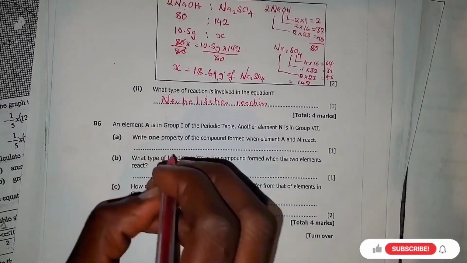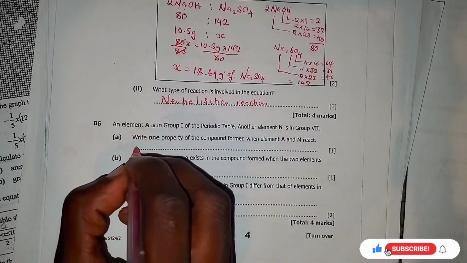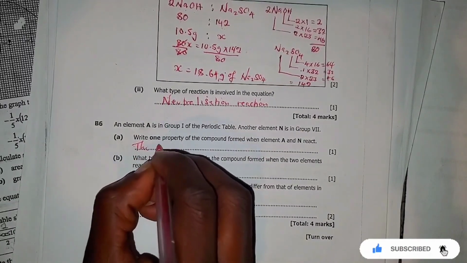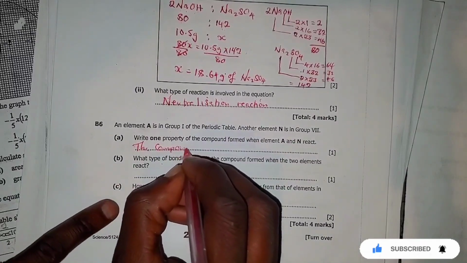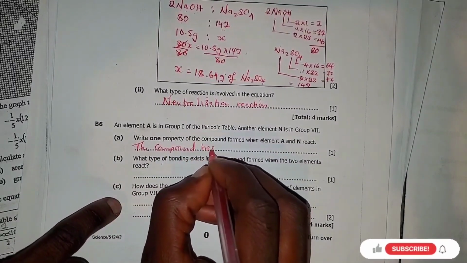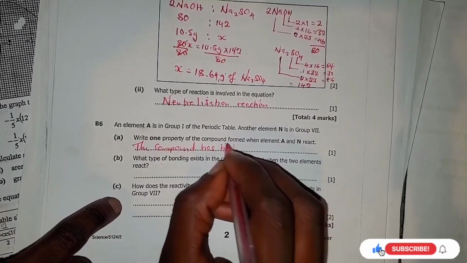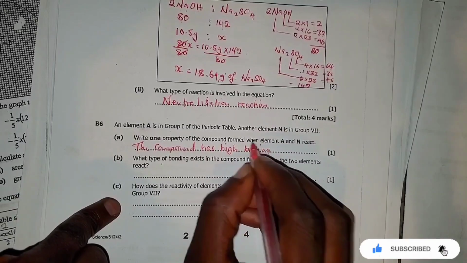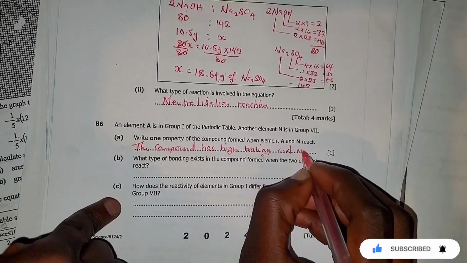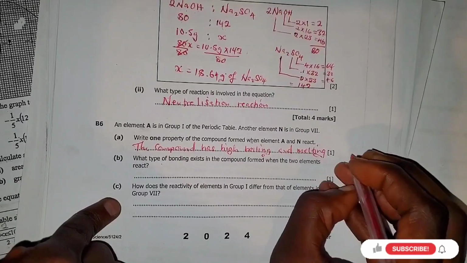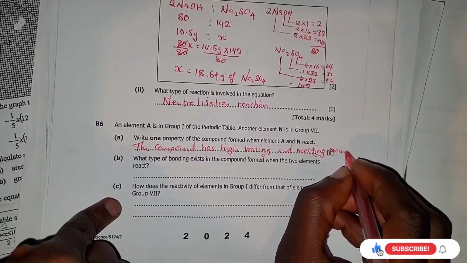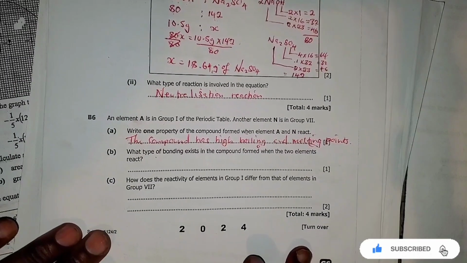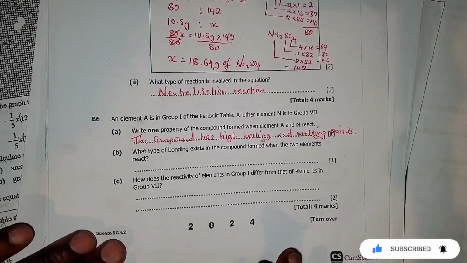So let's just say the compound has high boiling and melting points. Okay, there are a lot. You need to know a number of properties of ionic compounds.